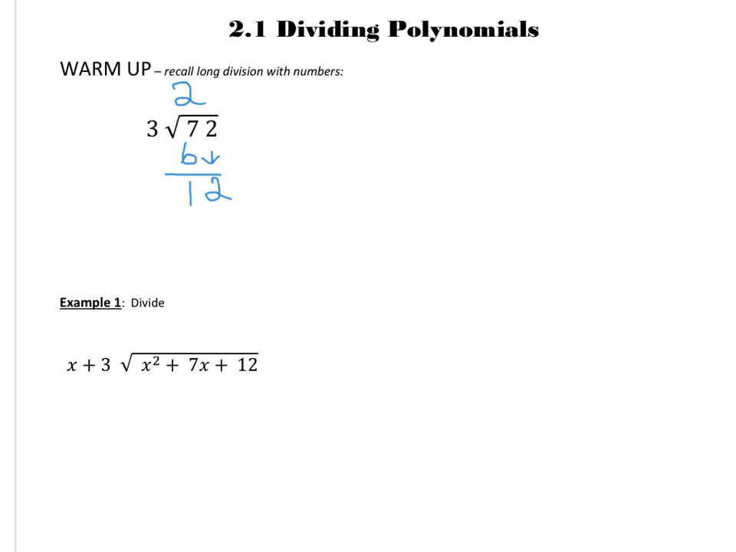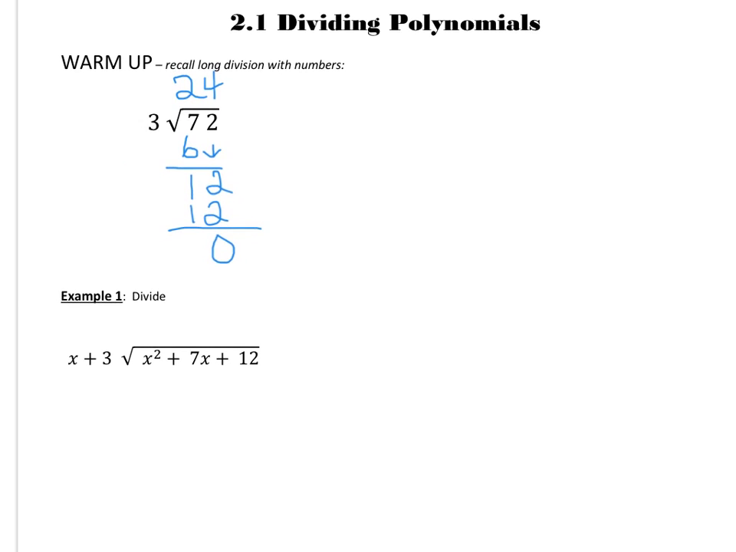So our thinking here now is 12 divided by 3. 12 divided by 3 is 4. 4 times 3 is 12. And 12 minus 12 is 0. So that means we have no remainder, nothing left over. That means 72 divided by 3 equals 24 with no remainder. Okay, so we're going to use that same idea, that same thinking, that same process as we learn to divide polynomials. So here we go.